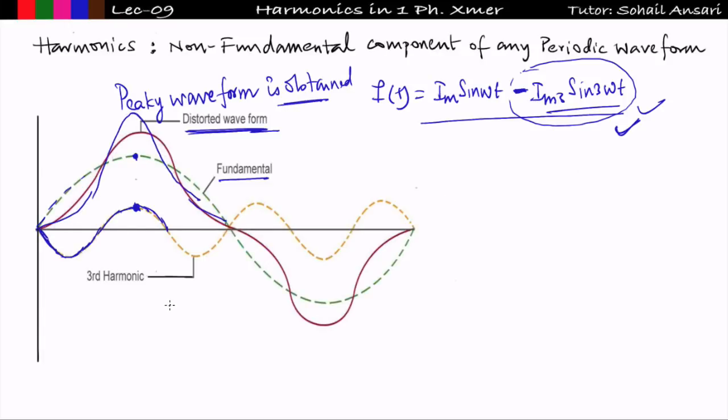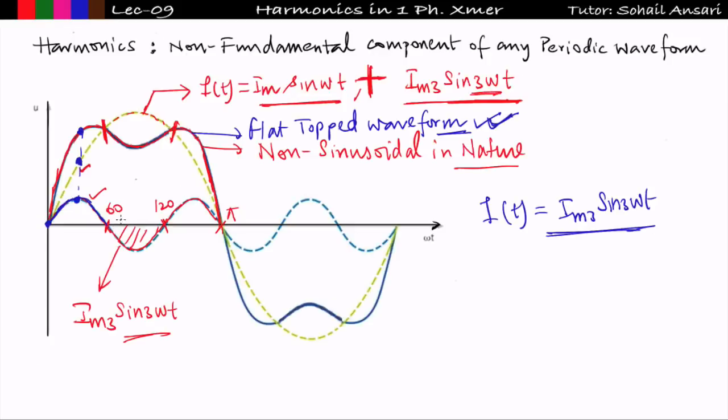Okay, so what is the conclusion? The conclusion is, if the peak of the fundamental waveform coincides with the peak of the third harmonic waveform, then the resultant waveform I will get is the peaky waveform. Got it? And if the peak of the fundamental waveform coincides with the negative peak of the third harmonic waveform, then I will get the flat topped waveform as a resultant. Got it? So these two points you should keep in mind.